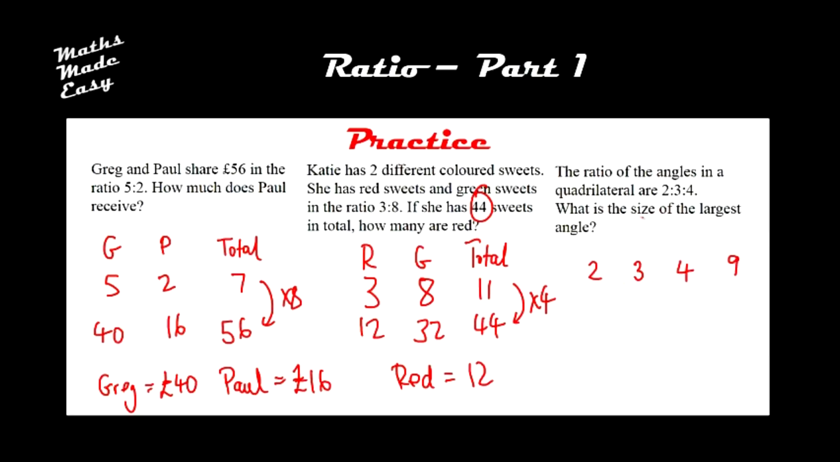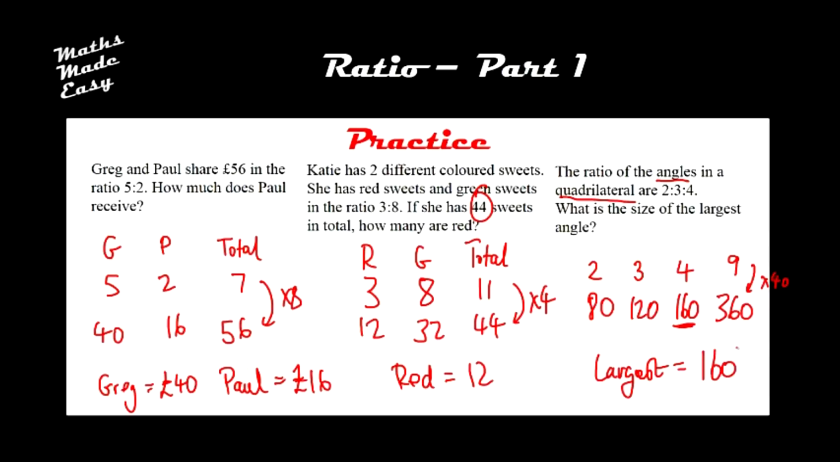Now, this one's a little tricky because there's no other number in the question, but you should know that the angles in a quadrilateral or four-sided shape add up to 360 degrees. So the total angles is 360. That goes underneath the total 9, in which case you must be multiplying by 40, since 9 times 40 is 360. So multiply everything by 40, 2 40s are 80, 3 40s are 120, and 4 40s are 160. And it says what's the size of the largest angle? So this one here is the largest of those, so the largest angle equals 160 degrees. And that's the answers to the ratio questions.